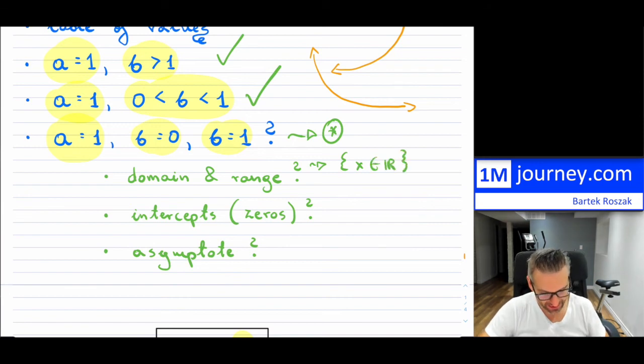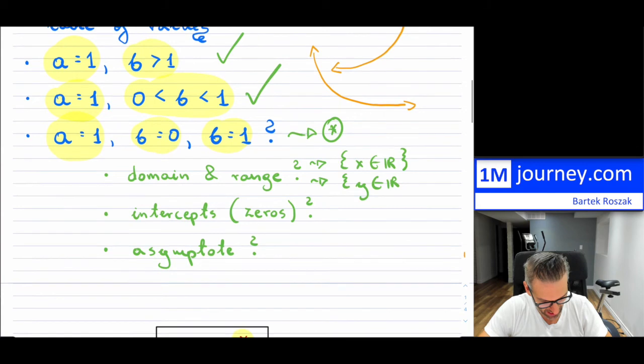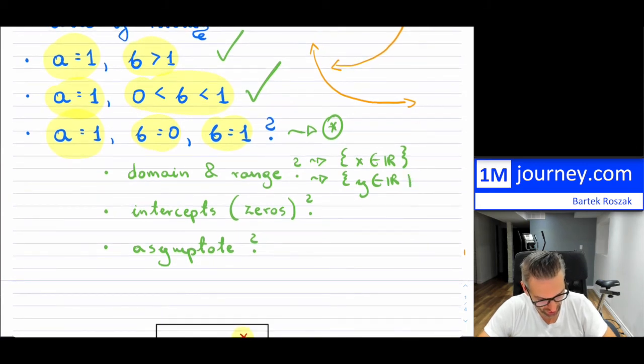And we saw that in our graphs, so any input actually works. Now the range is a little bit trickier. I'll call the range y. It can be any real number. However, in all our cases, you've noticed that it is actually greater than 0.